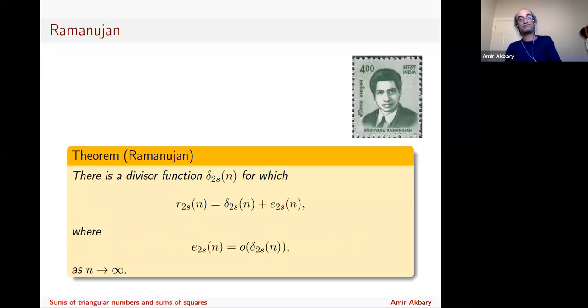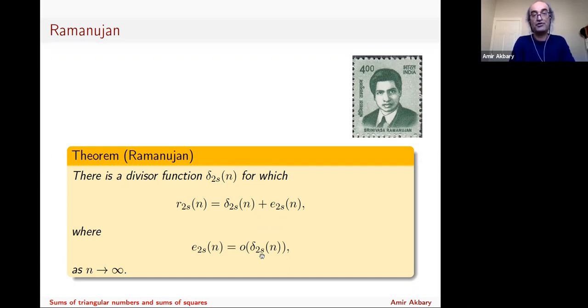Moreover, he proved that for the case that we have an even number of terms, so the case of R2S of n, in general we can get a main term, which is actually a divisor-type function. He denoted it by delta. And an error term, which is going to be little o of this delta part. He proved this using Lambert series identities and so on.